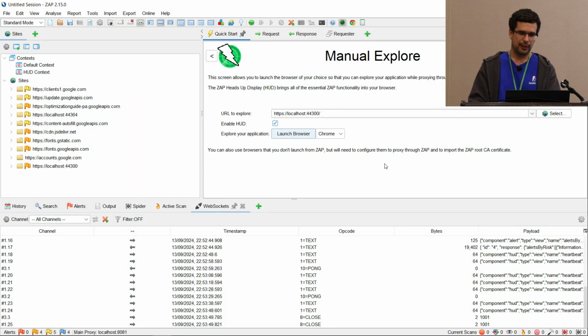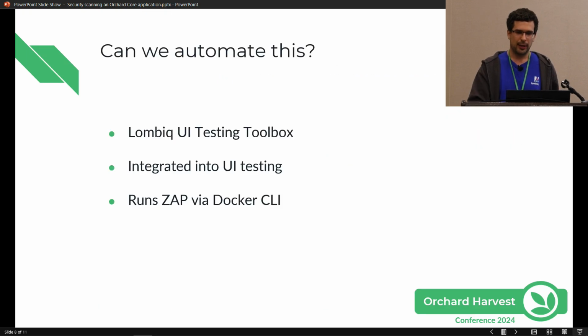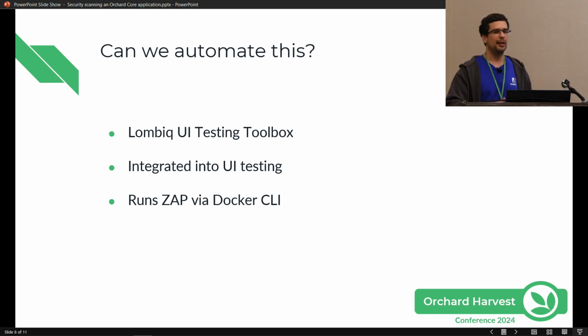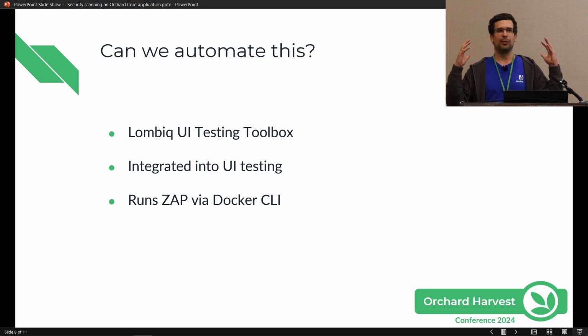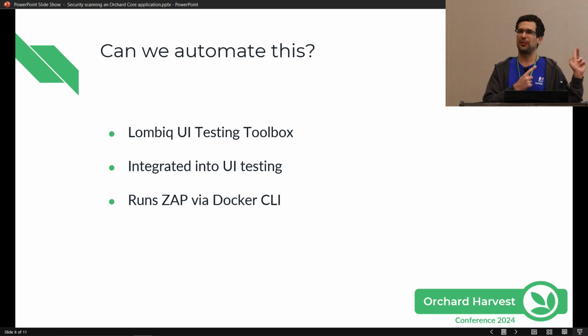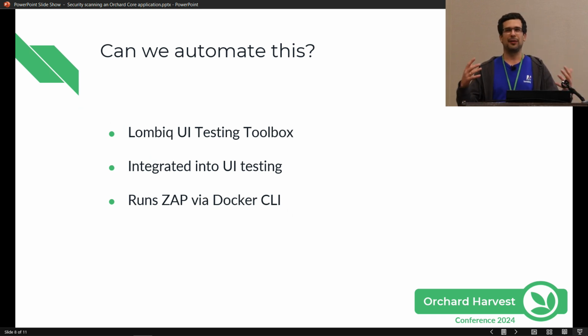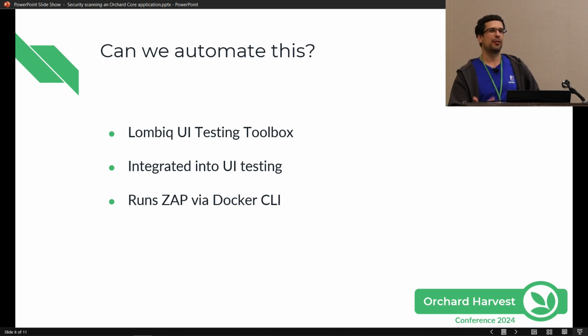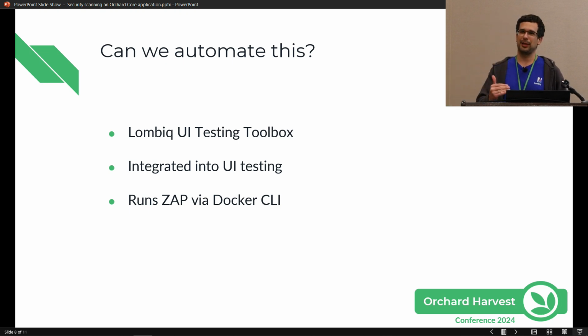But the question now is, can we automate this? We don't want to do such security scans all the time. We are not security researchers, we are not pen testers, we are Orchard Core developers. So how can we use this to continuously scan our Orchard Core application for security issues? And the answer is, remember that I mentioned that the Docker CLI option of ZAP will be important. This is very important. We'll of course use ZAP, but from the command line.